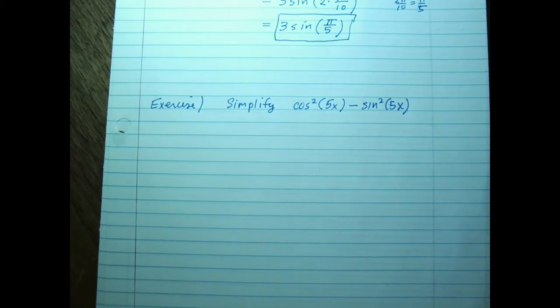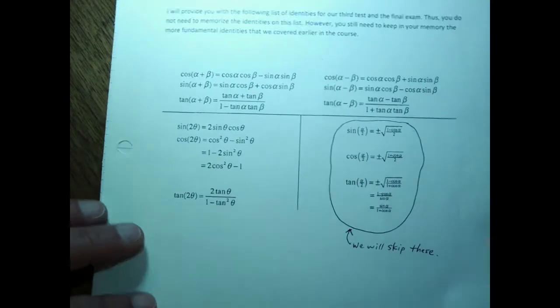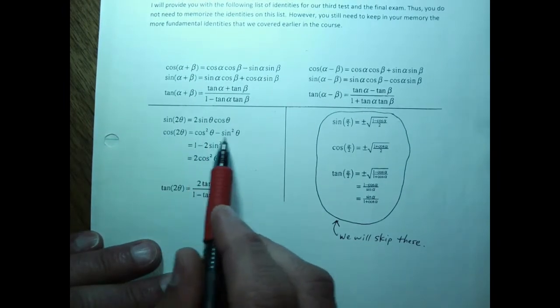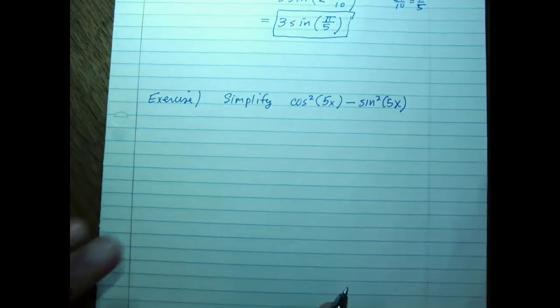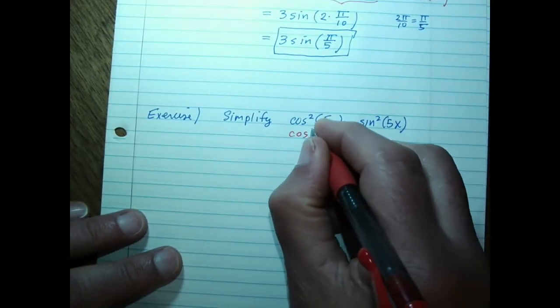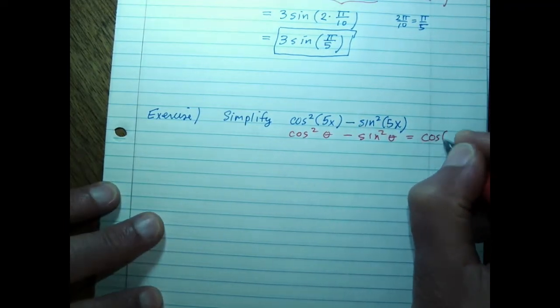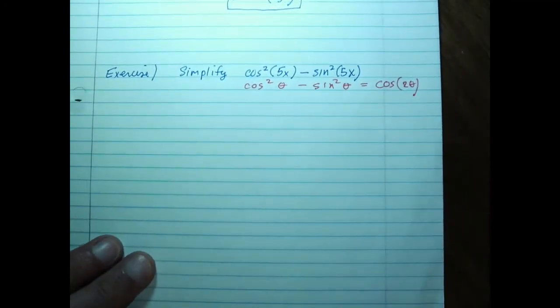Here's another similar kind of situation where we have a cosine squared minus sine squared. And once you start working with these identities, certain signals go off. When you see cosine squared minus sine squared, that makes me think of the cosine 2 theta identity. And so this looks like cosine squared theta minus sine squared theta, which is cosine of 2 times an angle. That's that double angle identity for cosine.